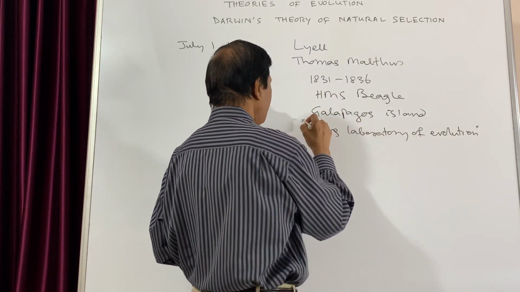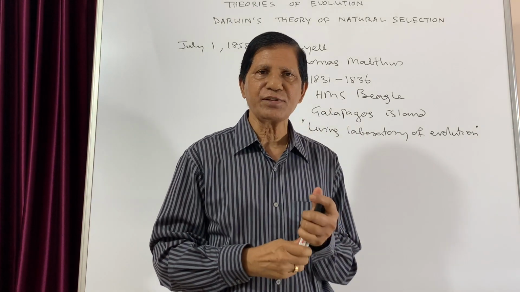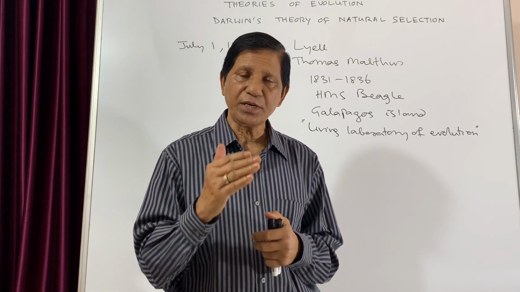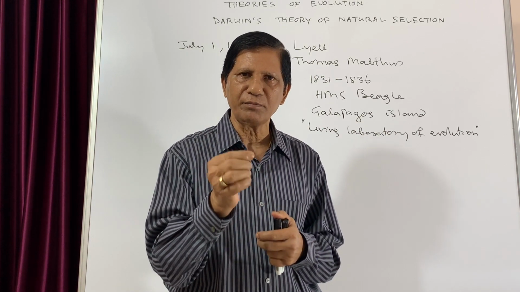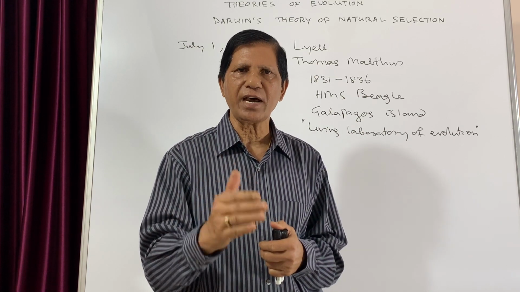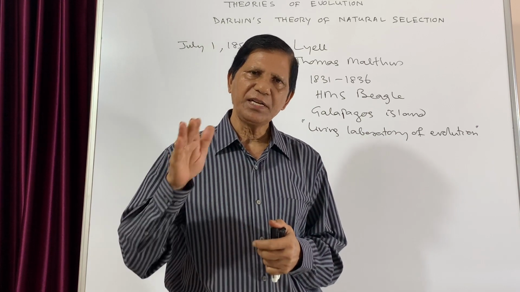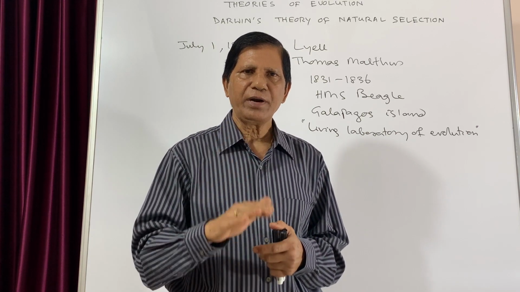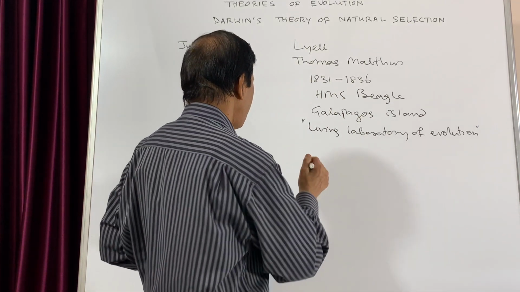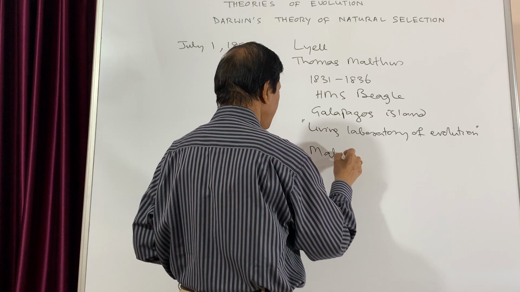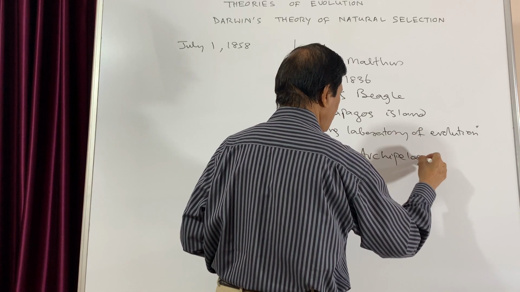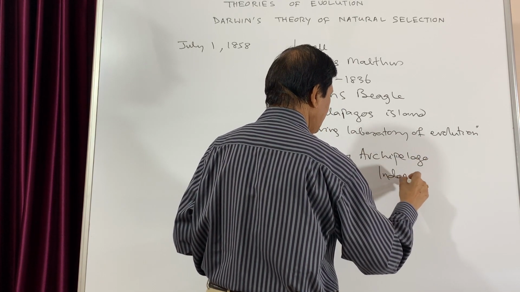So on this island, he came across different types of species in which he was very much interested, and particularly he came across some small black birds known as finches, which later on were named Darwin's finches. During the same time, Alfred Wallace was also working in the Malaya archipelago, which is now known as Indonesia.